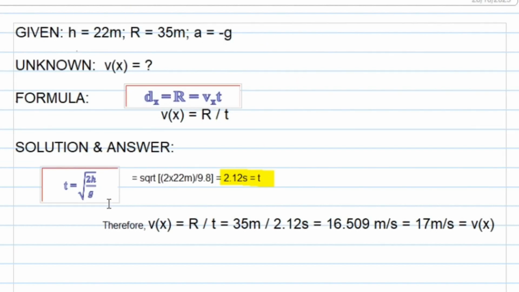Okay. Next, therefore, ngayong meron na tayong value ng time, we can now solve for Vx, which is the main unknown. And substituting the given value in this formula, 35 meters divided by 2.12 seconds, we will have 16.509 meters per second, or rounded off to whole number, we have 17 meters per second as our Vx. Okay? So, nasundan ba yon? Kung may tanong, paki-comment dyan sa comment section. Okay?